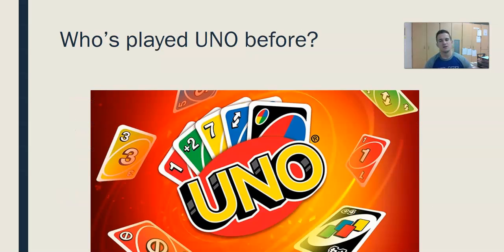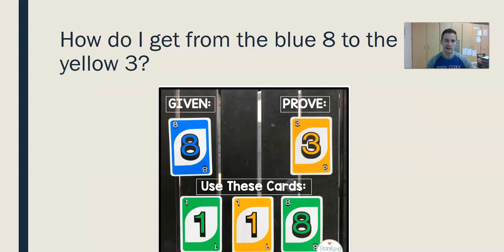Okay, so many of you have probably played Uno before. I'm going to go over the rules real quick of Uno, and then I'll give you an example. I'm going to use Uno to explain how we write geometric proofs. So for example, if in my discard pile I had a blue 8, and I have all of these potential cards to try to eventually get to a yellow 3, how do I get from the blue 8 to the yellow 3?